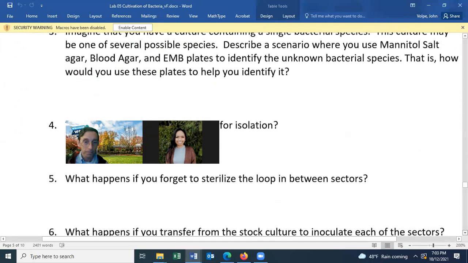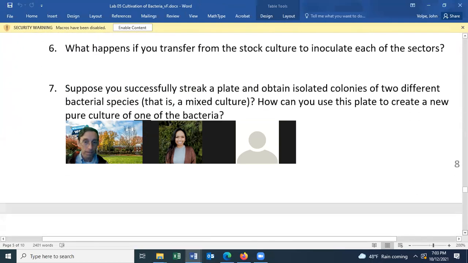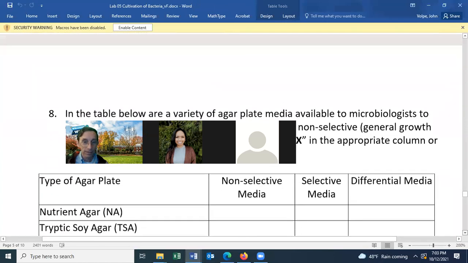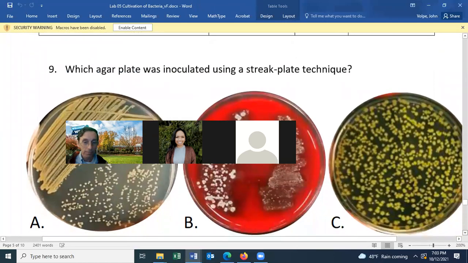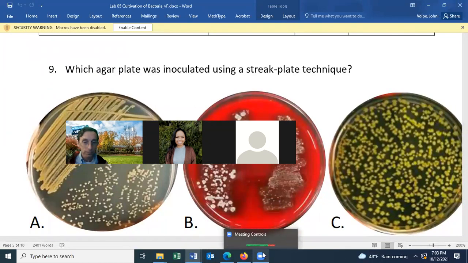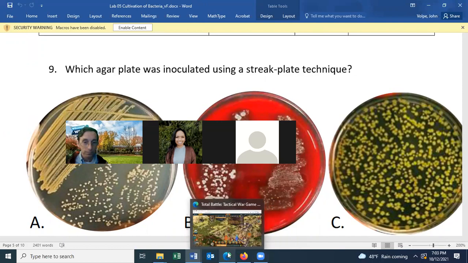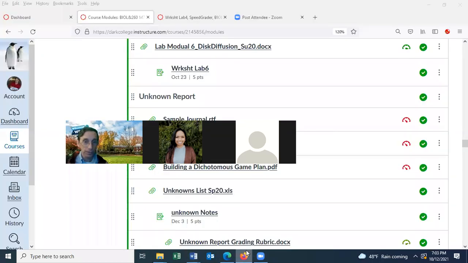I have a question irrelevant to the lab. You have another question? It's not a lab question? No, it's not a lab question. I was curious. I was looking for the unknown project, the instructions on it, but I can't seem to find it anywhere. I just showed it.